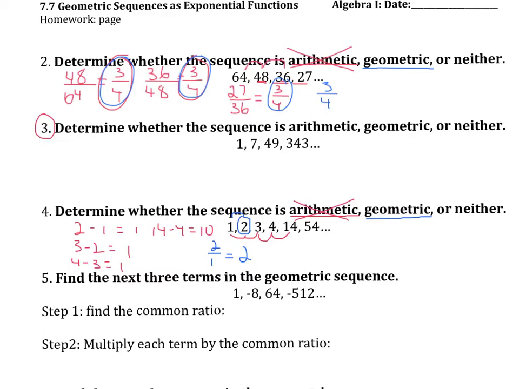How about our next term? Our third term, put that on top of our second term, we get a ratio of 3 over 2.